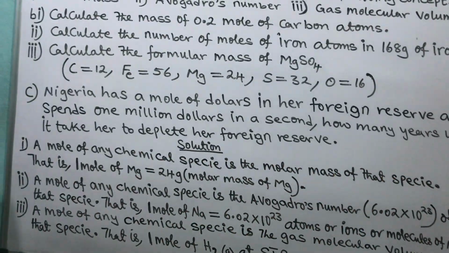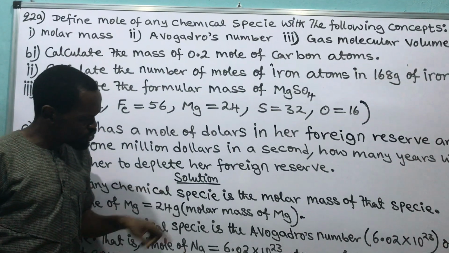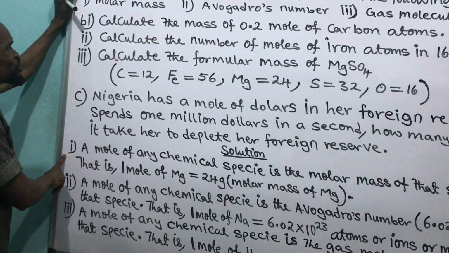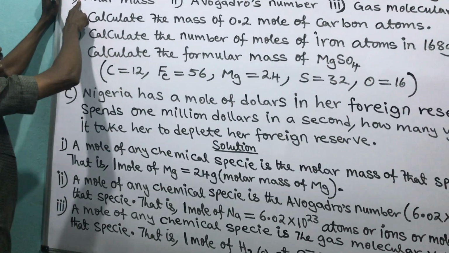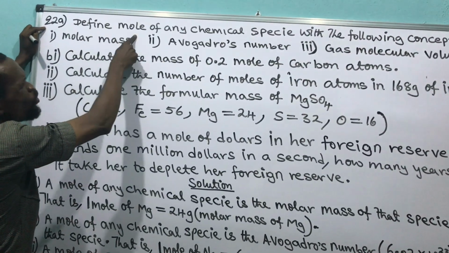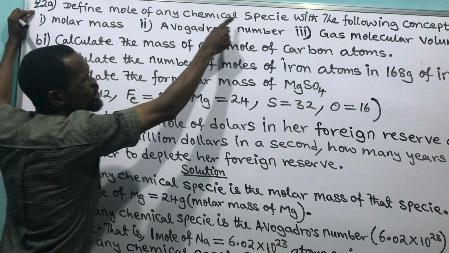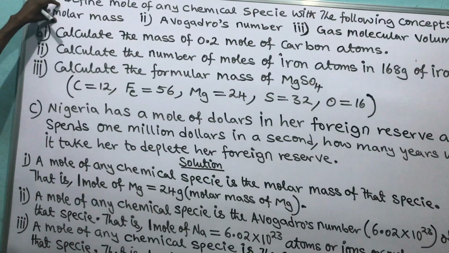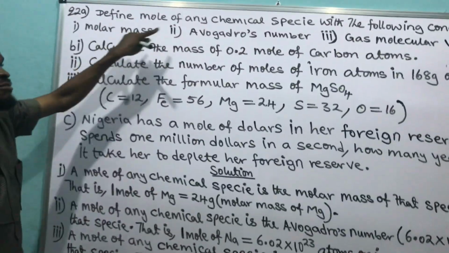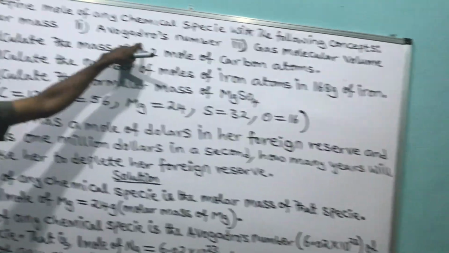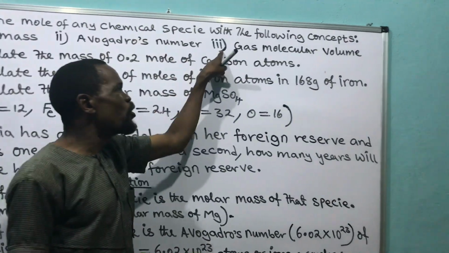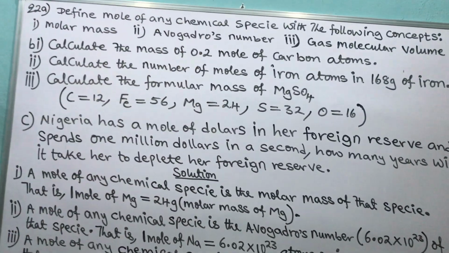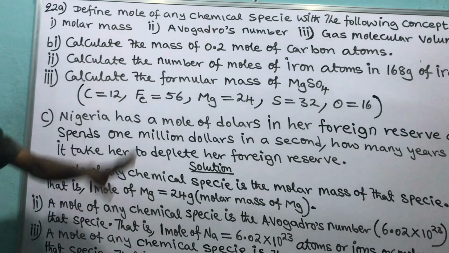Can we go to solution? We come to solution. This question number 2A says you should define mole of any chemical species with the following concepts. We should define mole in terms of molar mass, define mole in terms of Avogadro's number, define mole in terms of gas molecular volume. That's what this question is all about. We should define mole in these 3 terms.